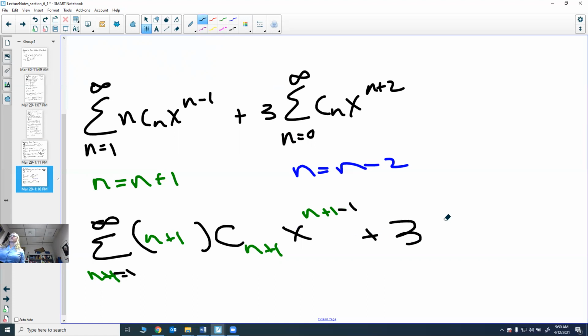The next one, the summation 3 plus 3, and then we're going to start, instead of n equals 0 to infinity, we're going to replace that n with n minus 2. Then instead of having a c sub n, we're going to put it as c sub n minus 2. And then we're going to have x, instead of being n plus 2, it's going to be n minus 2 plus 2.